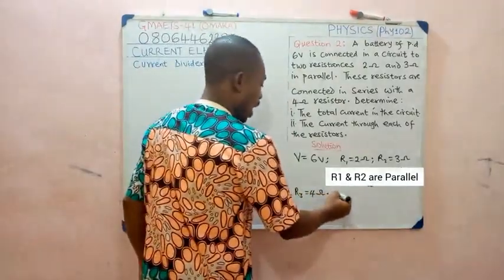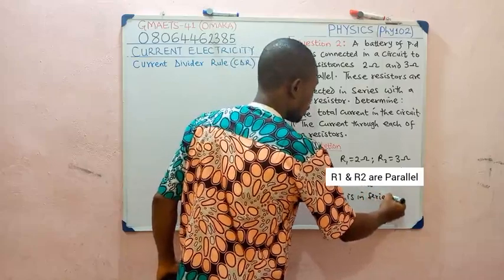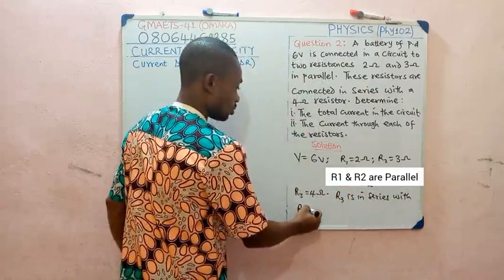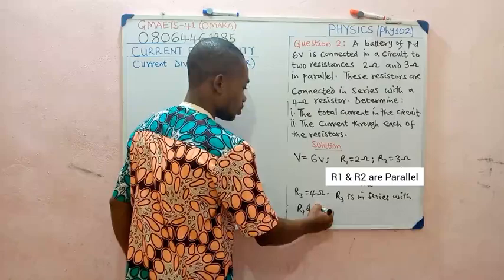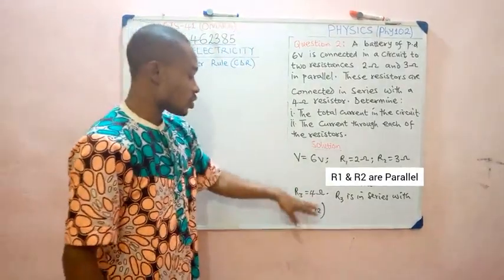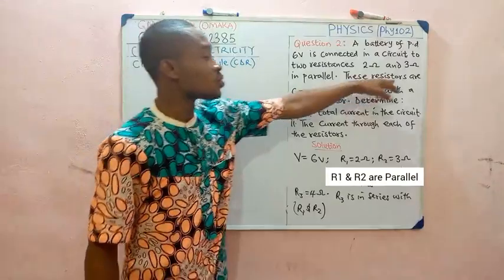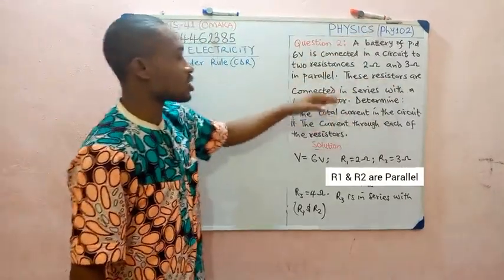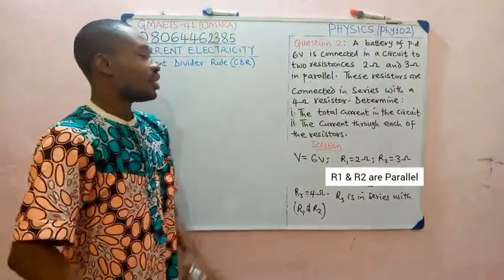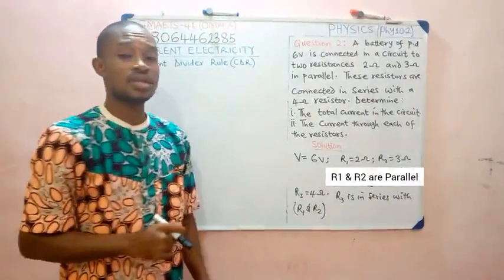And then R3 is in series with R1 and R2 together. Is that okay? This R3 is in series with R1 and R2 together. You can say that these resistors, that is the 2 and 3 ohm resistors, are connected in series with the 4 ohm resistor. Now that we've made our analysis, we have to determine the total current in the circuit.